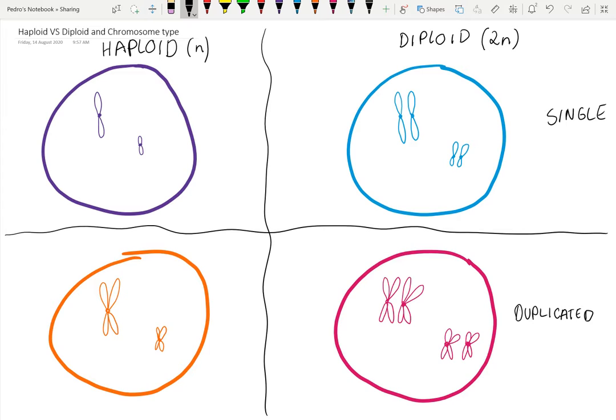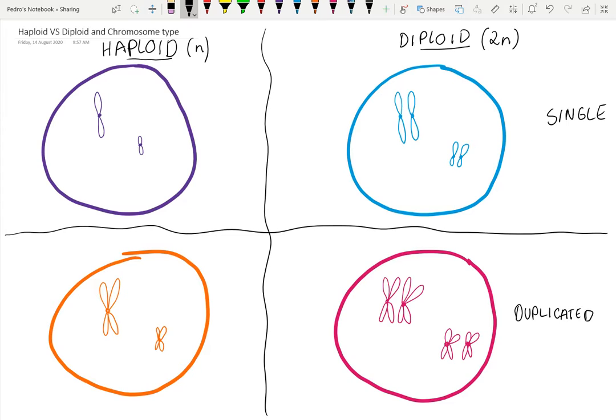So ploidy, notice that both of these words have ploid in them, is just talking about the number of sets. Ha means 1, so haploid means 1 set. Di means 2, so diploid means 2 sets. If we had tetraploid, tetra means 4, and so tetraploid means 4 sets.